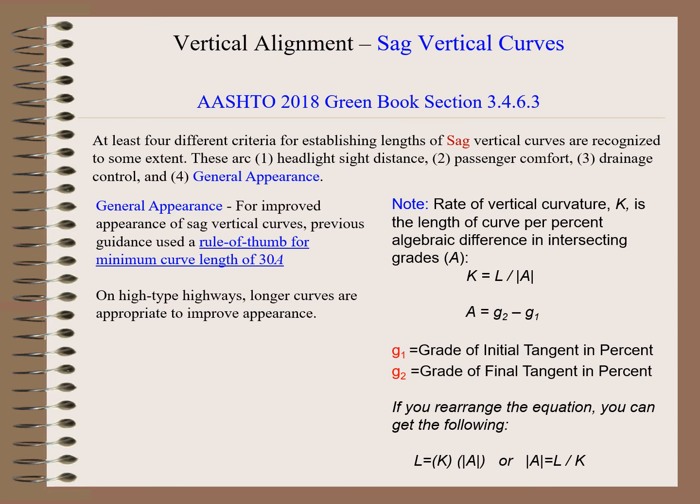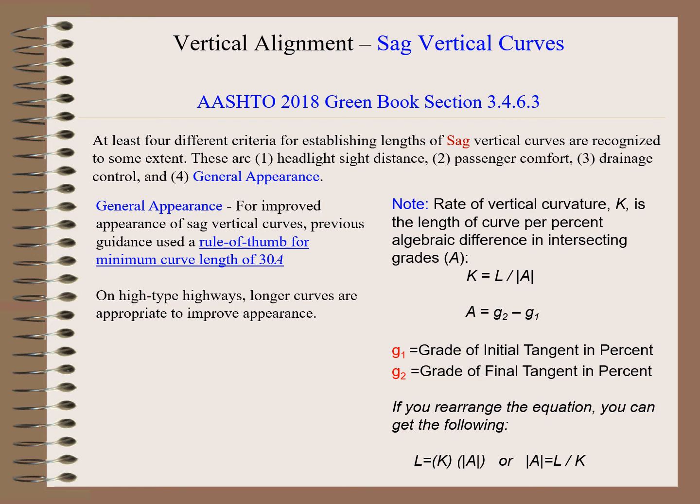Like we stated before in the crest curve tools, the rate of vertical curve, K, is the length of curve per percent algebraic difference in intersecting grades, called A. K equals L over the absolute value of A. A equals G2 minus G1. G1 is the grade of the initial tangent in percent. G2 is the final tangent in percent.